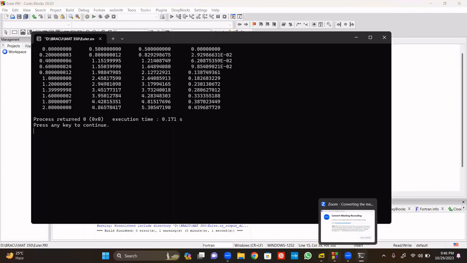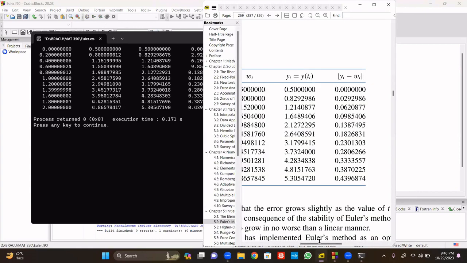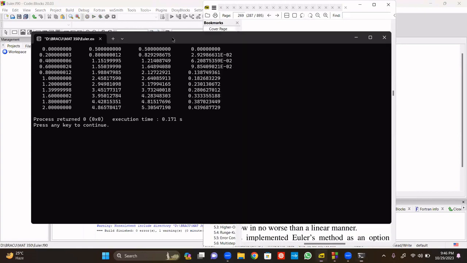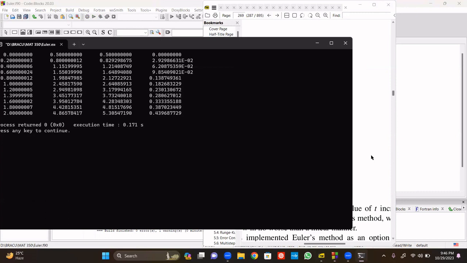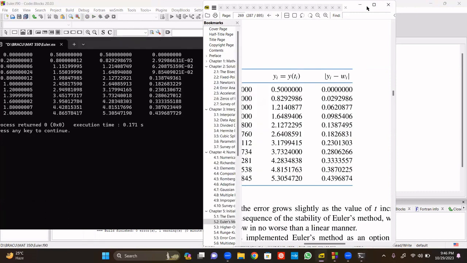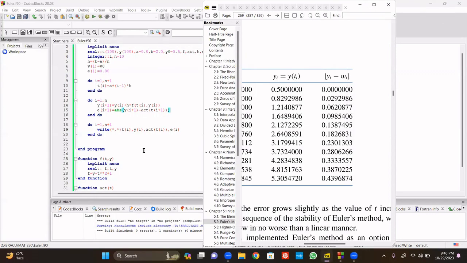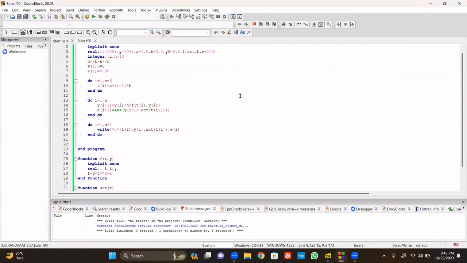Now we have the error column, and I hope this matches the error column as well in Burden's book, and it does. Taking just the last value is enough because each error contributes to the next error, right? So if the last value matched, it means that all the other values should match as well. So this is Euler's method. Now we are going to edit our code a little further to implement the modified Euler method, and I will explain what that is in a moment.